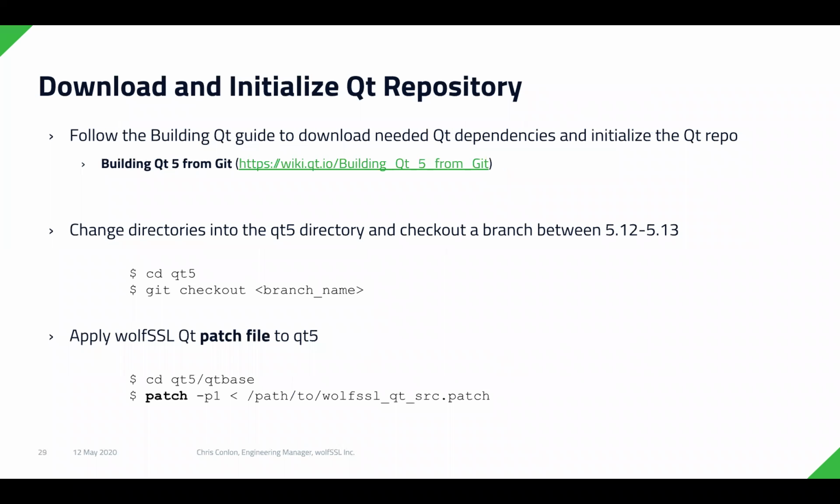Now that we have wolfSSL compiled and installed, we'll want to compile Qt. First of all, follow the building Qt 5 guide in order to set up your Qt dependencies and initialize your Qt repository. Once you have that done, change directories into the Qt 5 directory and check out a branch, either 5.12 or 5.13. Those are just the branches that we've worked with so far.